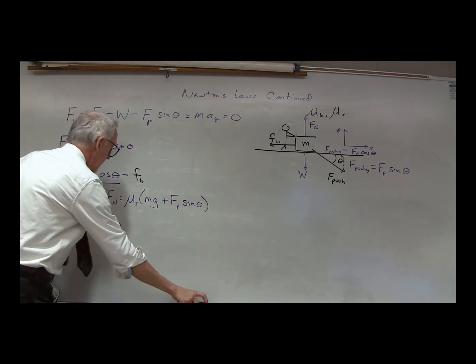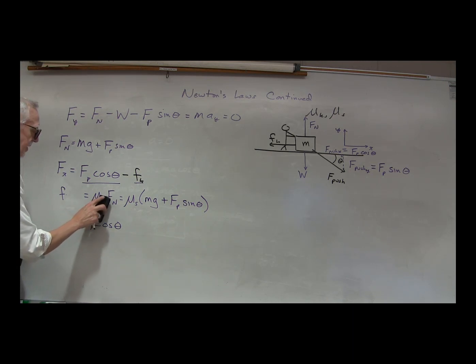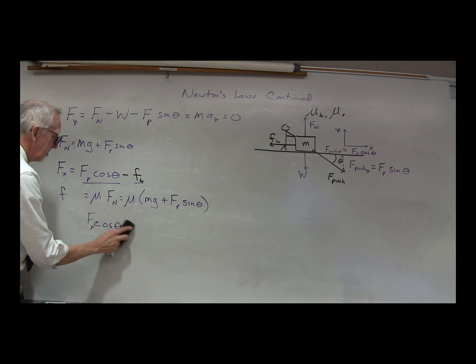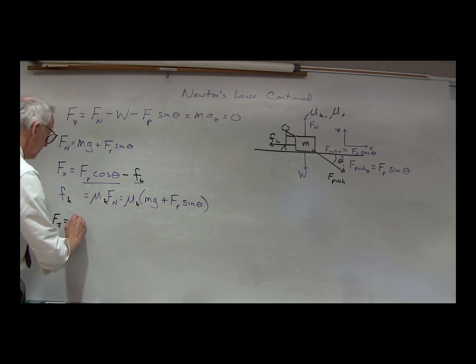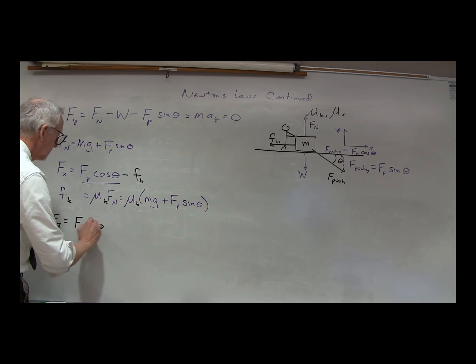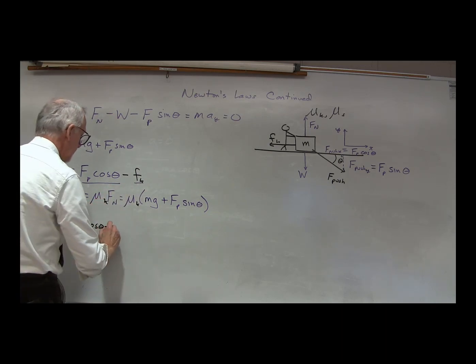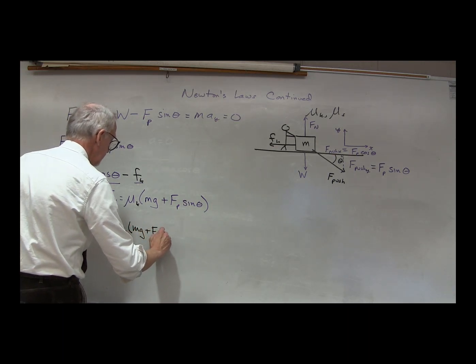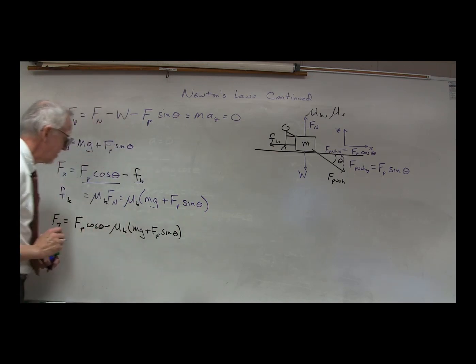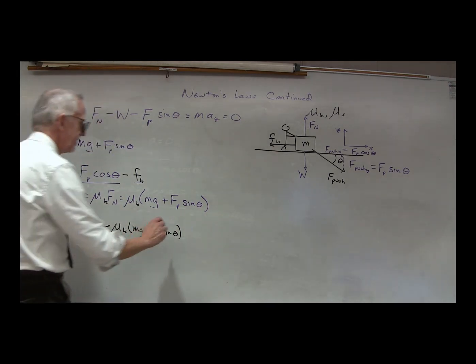The value of our frictional force will be Fk, which is mu k Fn, which is mu k times mg plus Fp sine theta, which leaves us with our net force in the x direction as Fp cos theta minus Fk, so minus mu k times mg plus Fp sine theta. That is our net force in the x direction, and what must this equal?